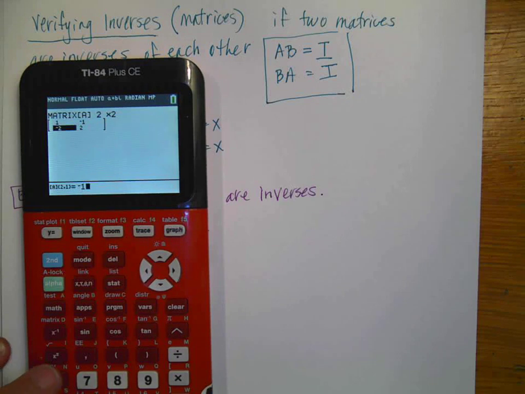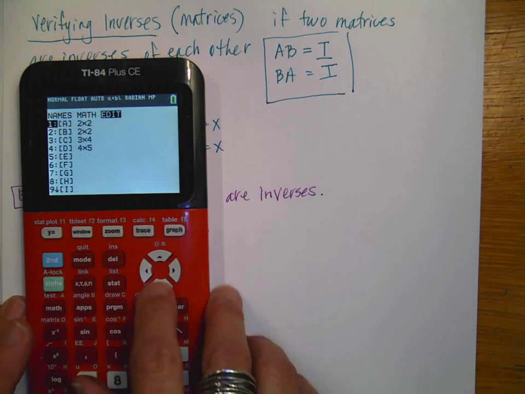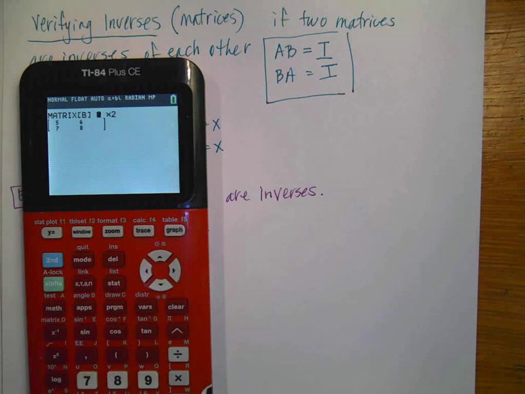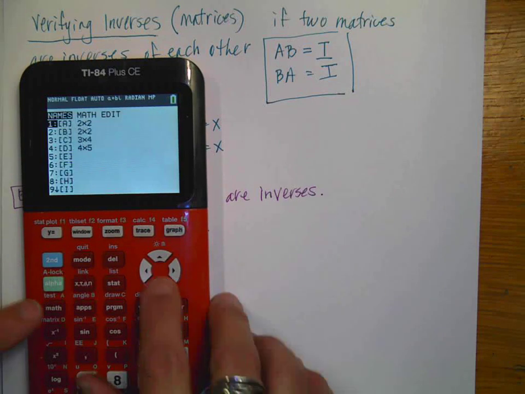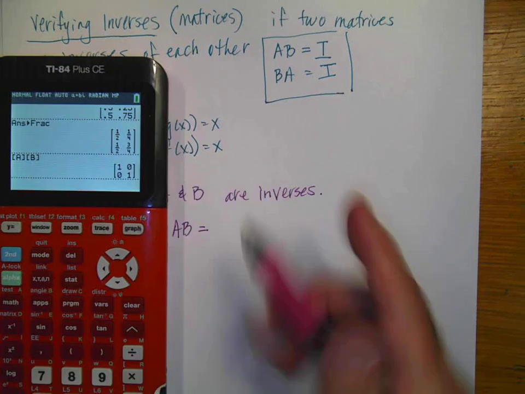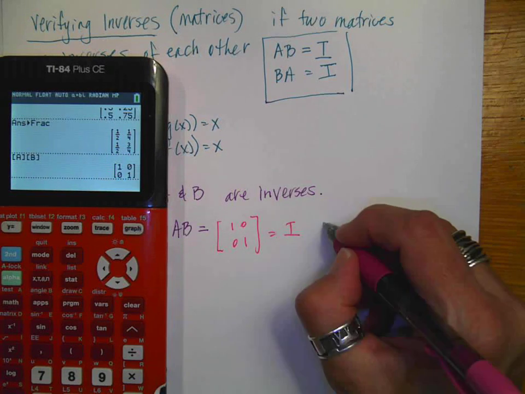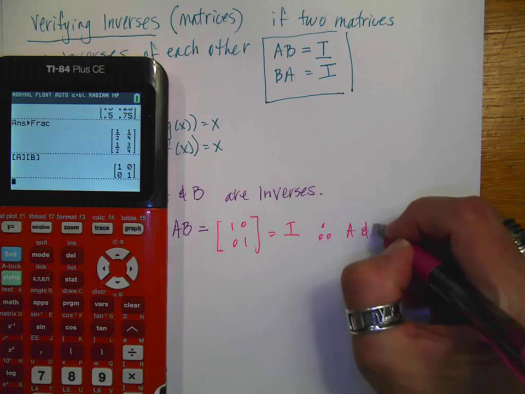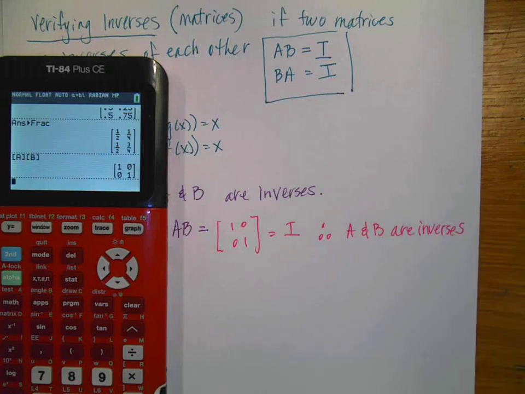It's a 2 by 2, and my A is 1, -1, -1, 2. And then I'm going to edit matrix B. It's also a 2 by 2, and its elements are 2, 1, 1, and 1. Okay, I'm going to quit. I'm going to do matrix A multiplied by matrix B, and notice that I got the identity matrix. So I would say that A times B is equal to 1, 0, 0, 1, which is the identity matrix. Therefore, A and B are inverses.